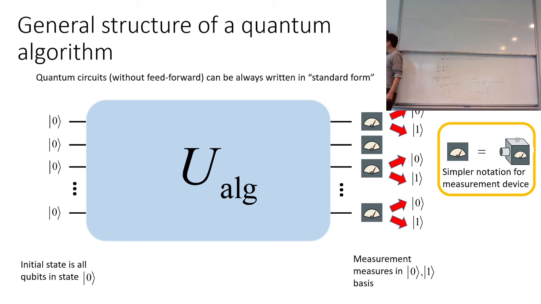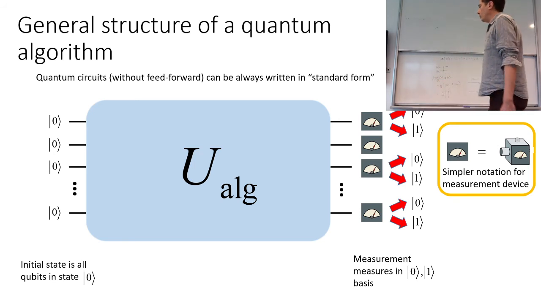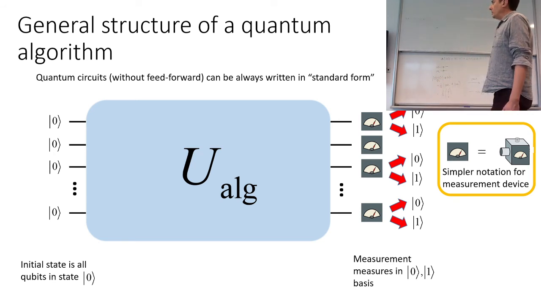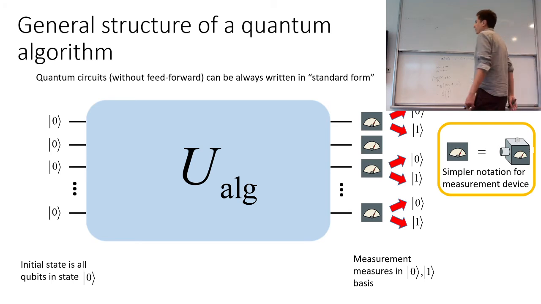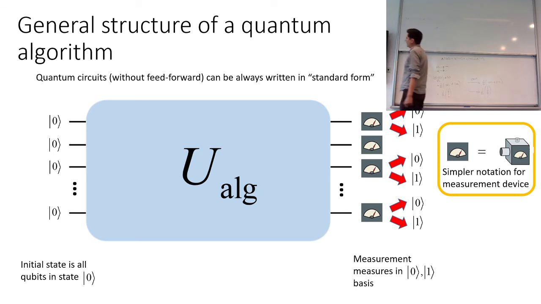Okay. So these look like assumptions I'm making, and what I'll show you is that in fact it's not really an assumption. This is still perfectly general. And I'm going to slightly simplify my measurement device notation from this box to just the meter. This is a little bit more conventional when you are dealing with quantum circuits. So this is what I might call the standard form of a quantum circuit: initial states which are all 0, measurements always in the 0, 1 basis, and then some algorithm in the middle.